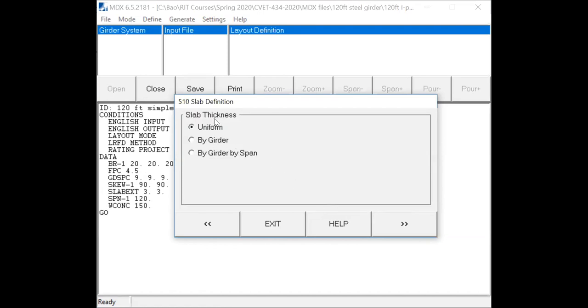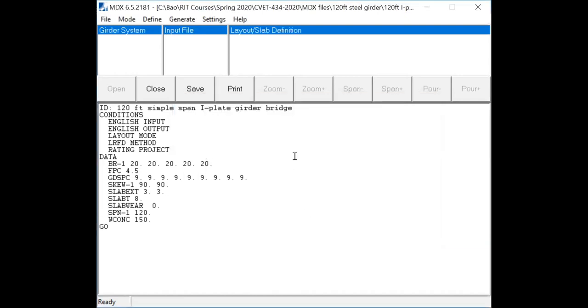Slab thickness is uniform. And for slab structural and integral wearing thickness, for this one, we put 8 inches. And slab integral wearing thickness portion, this is also called sacrificial thickness. For this bridge, there's no sacrificial thickness, and the wearing surface is provided by the HMA overlay, so we put 0 here. Okay, go to next.